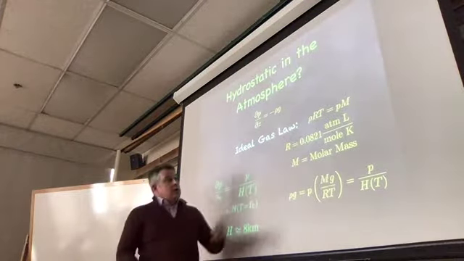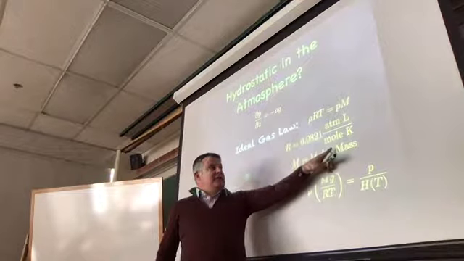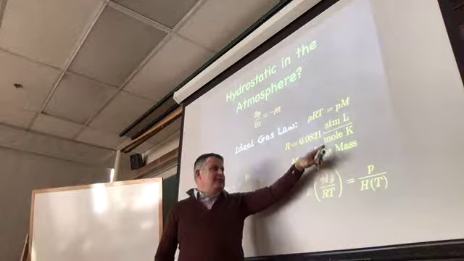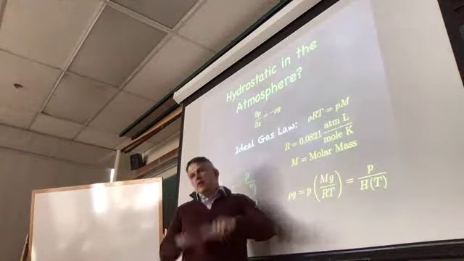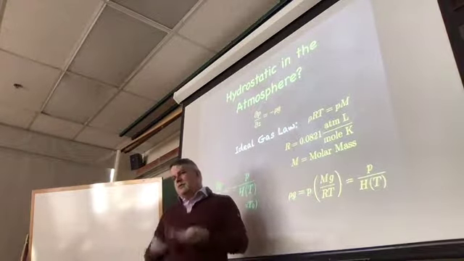Okay. So here's R, which is just a constant, it's in crazy units. M is the molar mass. So this is the molar mass for all the constituents of the air. What's the main constituent of air?